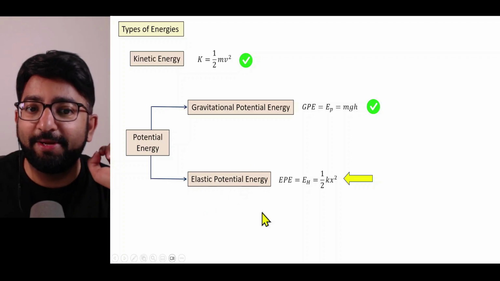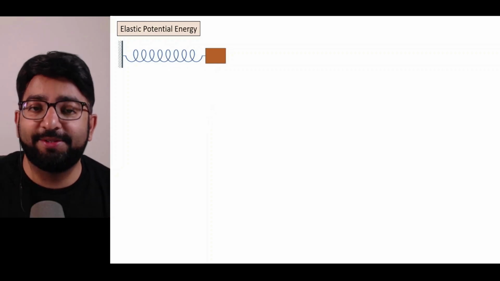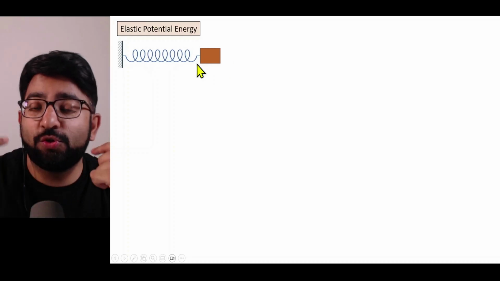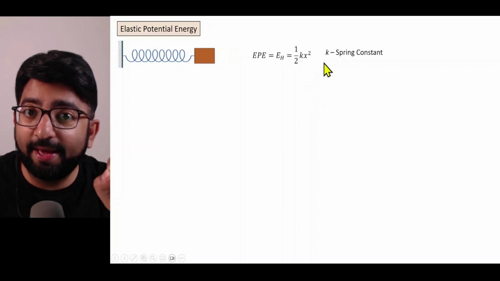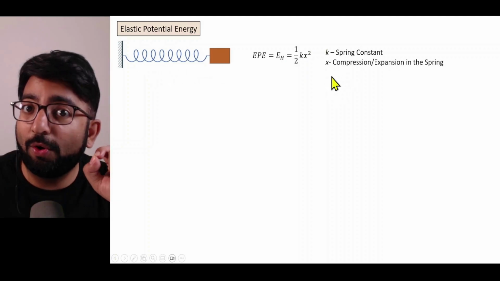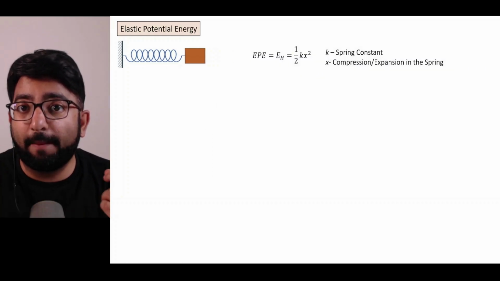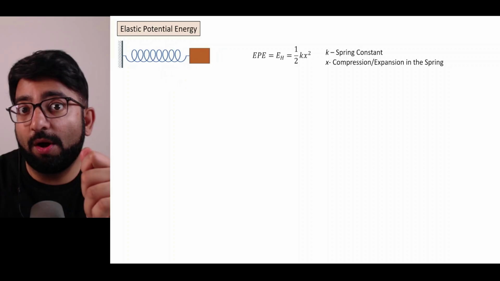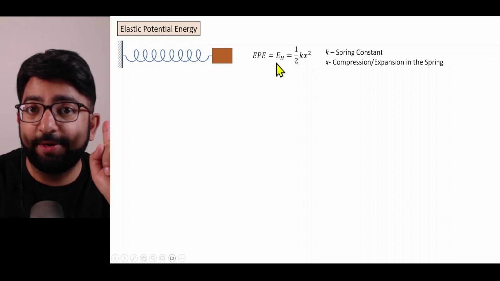Next up is elastic potential energy. We already know elastic potential energy will come into the picture if you have springs. If a spring either compresses or it stretches, then we say that the spring has stored elastic potential energy. The formula for this is half kx square, where k is a constant dependent on the type of the spring. So k is the spring constant, and x, on the other hand, is the compression or extension in the spring. How much the spring has compressed or stretched, that is x. Imagine a situation where the spring is stretched a lot, so the value of x will be greater. The spring would store a lot of elastic potential energy in that case.